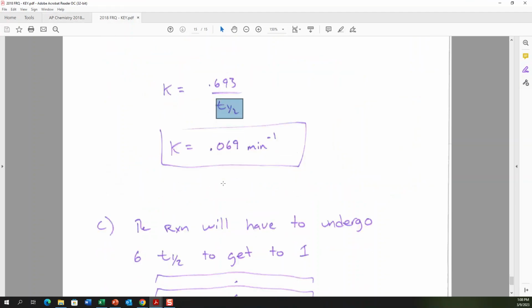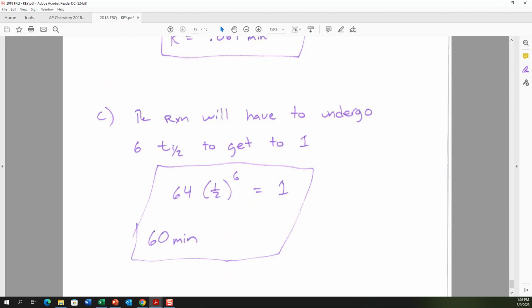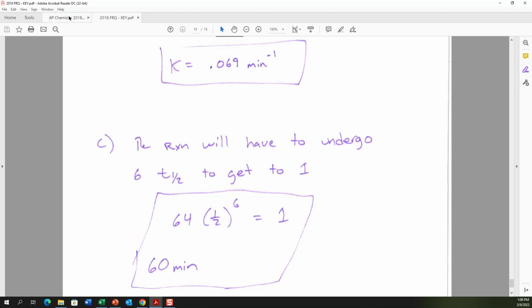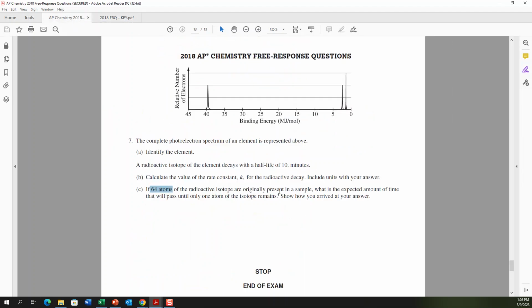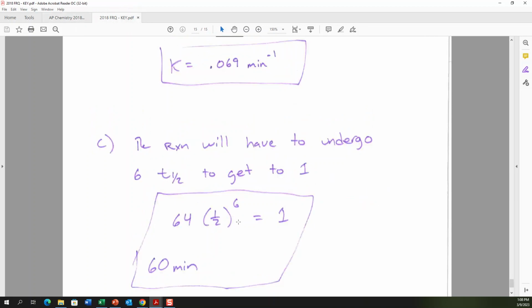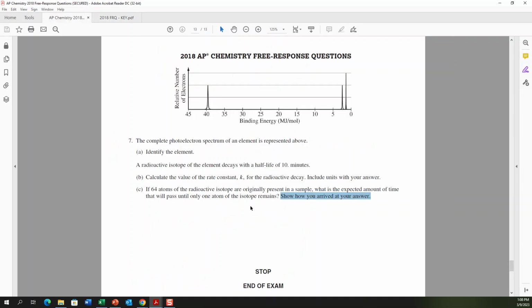So the reaction will have to undergo 6 half-lives to get to 1. So, right, so 1/2 raised to the 6th power times 64, that's how we would get to 1, or, again, just keep dividing by 2 until you get there. So 60 minutes. 6 times 10, 6 times the half-life, 60 minutes. All right. And you have to show how you arrived at your answer, so that's the way I did it. You could have 64 divided by 2, divided by 2, divided by 2, divided by 2, until you got to 1, and done the same thing. Okay? All right.